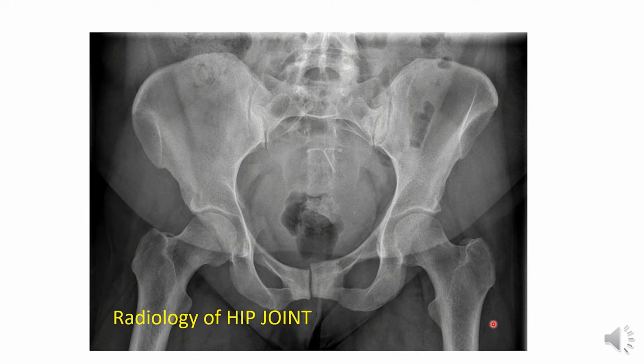bony pelvis. Now we see in this X-ray all the possible bones which can be seen. Here we can see the upper part of the two femora, the two hip bones, the sacrum, and lower lumbar vertebrae.